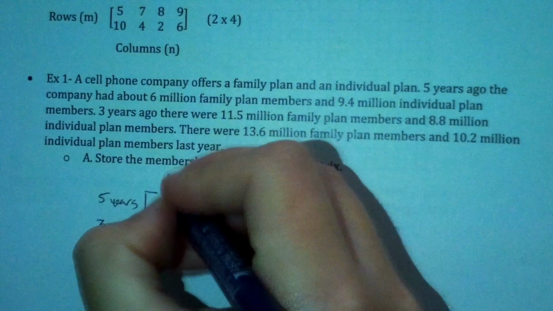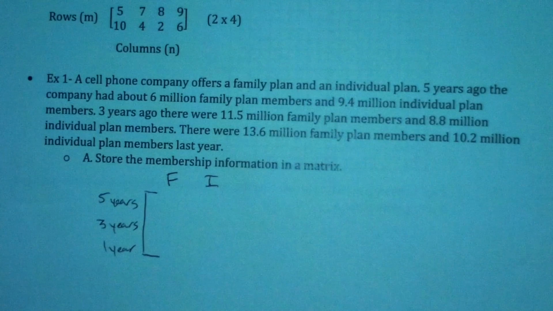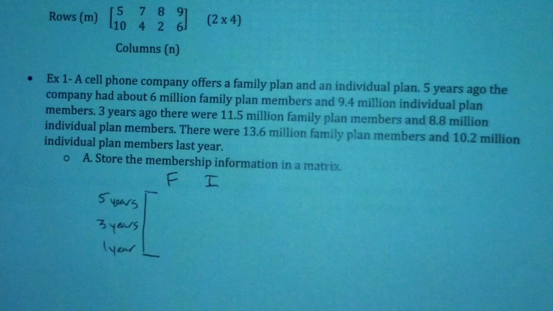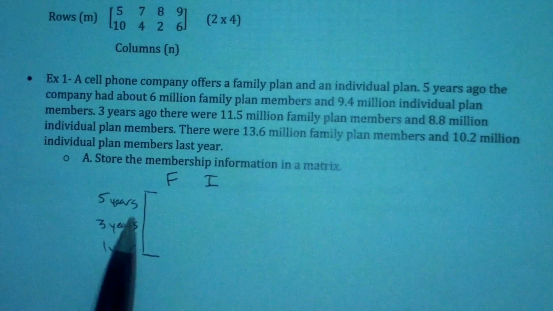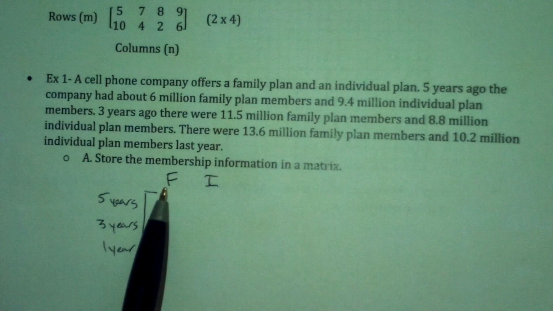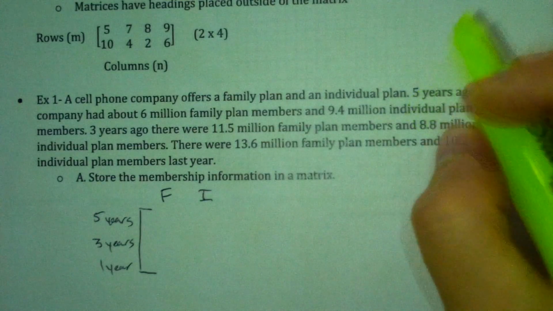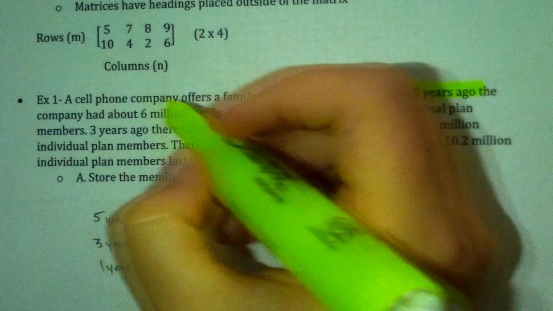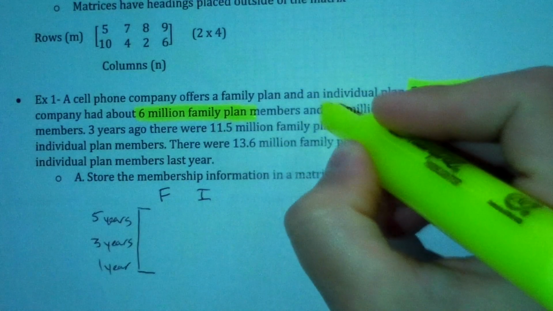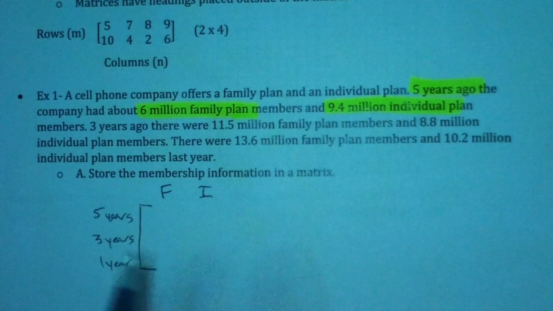Then I'm going to take the numbers that correspond with that information, and put them in the spots underneath it. So for 5 years ago, I want my information for family and individual. For the family plan, it was 6 million, and for the individual, it was 9.4 million. So I'm just going to put those numbers in. For 5 years ago, for family, I'm just going to put 6 because they're all in millions, and then individual was 9.4.